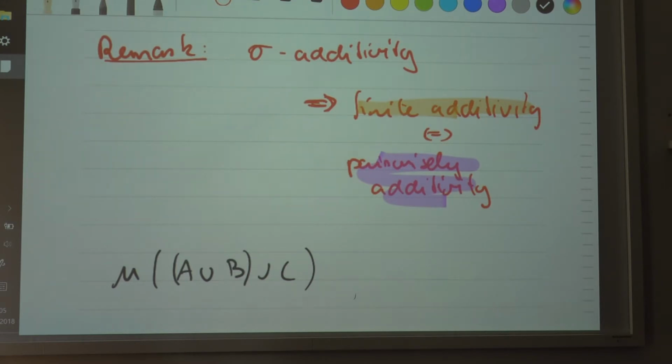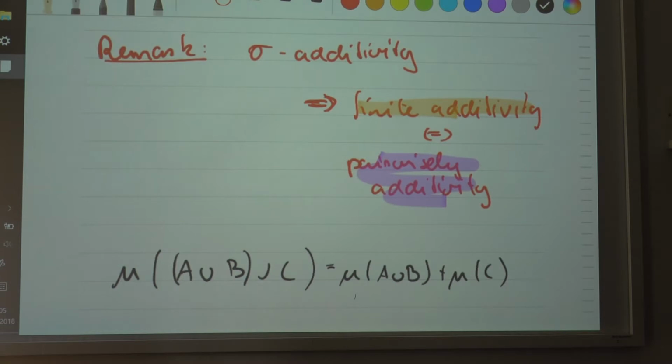And if the function is pairwise additive, then this will be equal to the image of the union of A and B plus the image of the set C. And now if the function is really pairwise additive, then the image of the union here will be equal to the sum of the images. So pairwise additivity implies finite additivity due to complete induction.